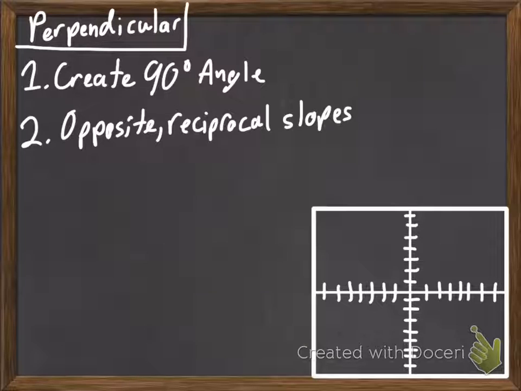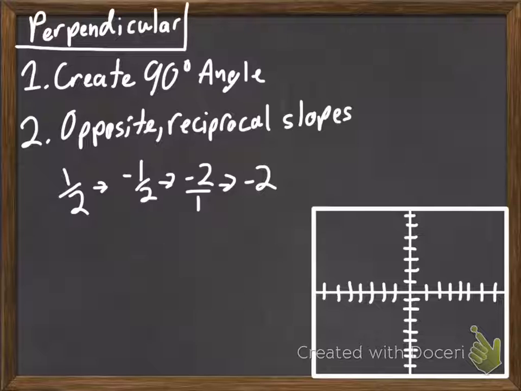So enough about parallel, let's talk about perpendicular lines. Perpendicular lines create a 90-degree angle, and their slopes are opposite reciprocal. Here's what that means. So if we see that the slope is 1/2, the opposite of 1/2 is -1/2. The reciprocal means that we flip the fraction. So what we're going to do is flip this, and it becomes -2/1, or just -2.